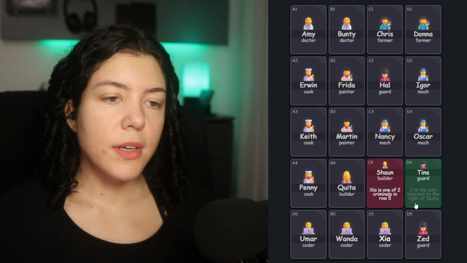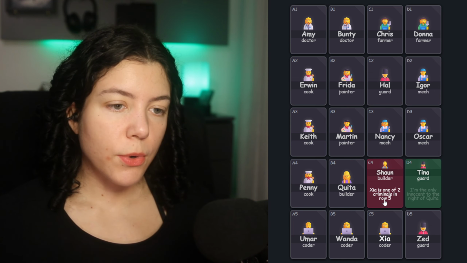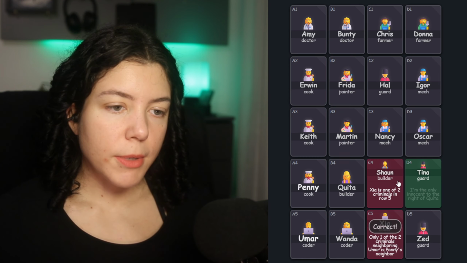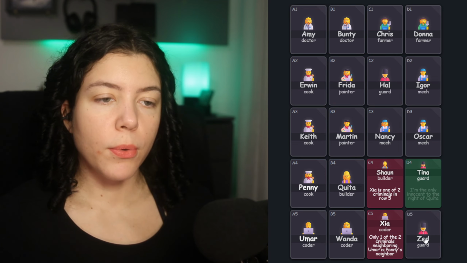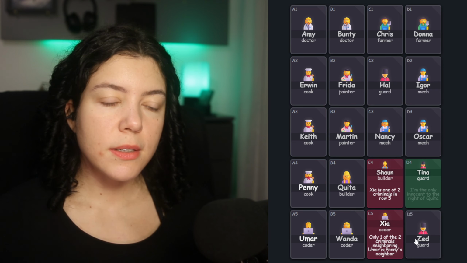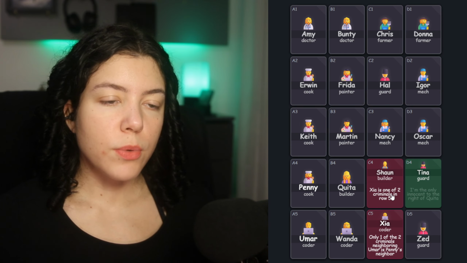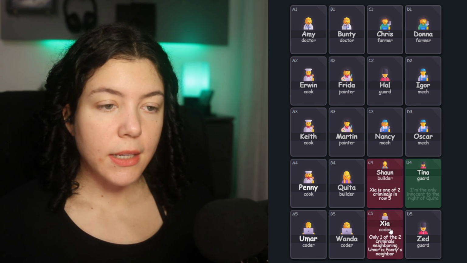And Sean now says that Sia is one of two criminals in row 5. So Sia is a criminal, and we know that of the 4 people in row 5, there's only one more criminal, which means 2 innocents. So we leave Sean's clue there to remind us of that in case we need it in the future.